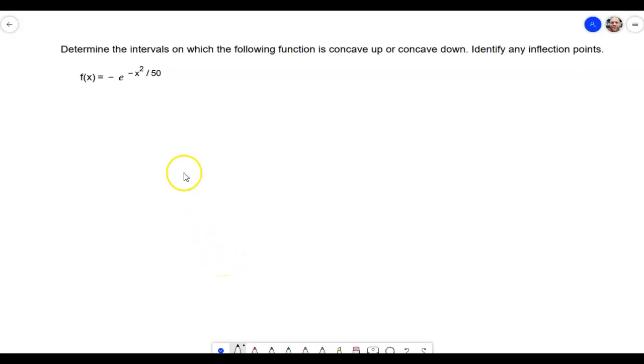Hey everybody, this is Mr. Beckstrom, and today we're going to take a look at this problem from section 4.3. It says determine the intervals on which the function is concave up or concave down, and identify the inflection points.